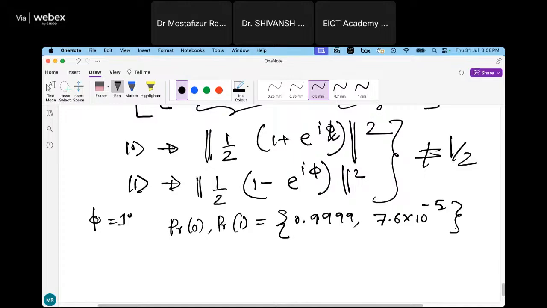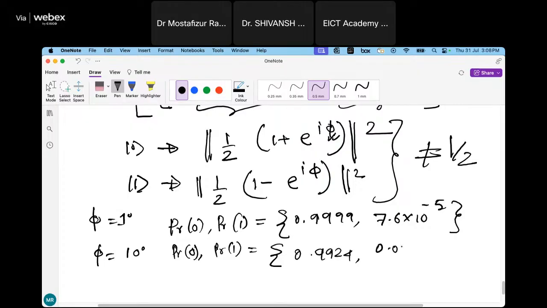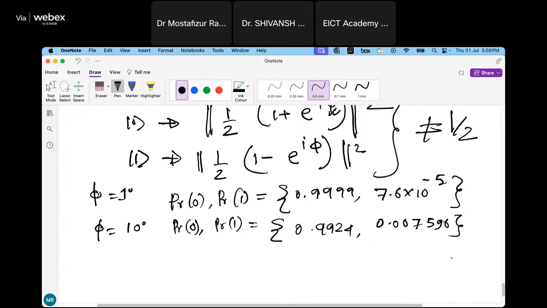And if you take this phi equal to 10 degrees, then the probability of 0 and the probability of 1 from the quantum measurement will become 0.9924 and 0.007596. Now you know how to play with the probability using the entangled operation, or in fact, simply quantum interference.